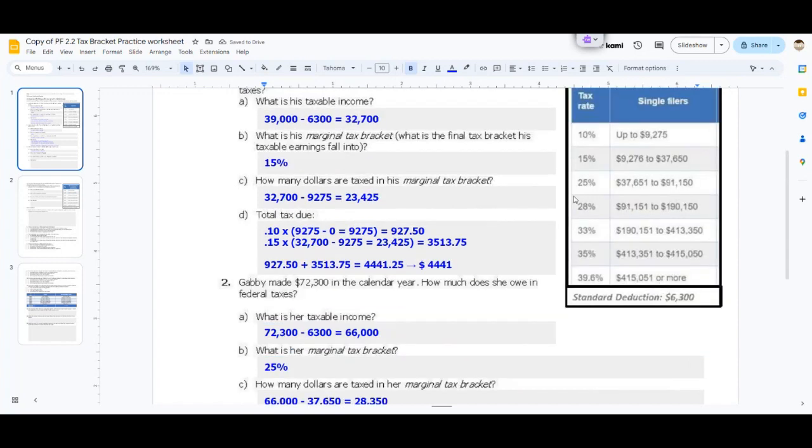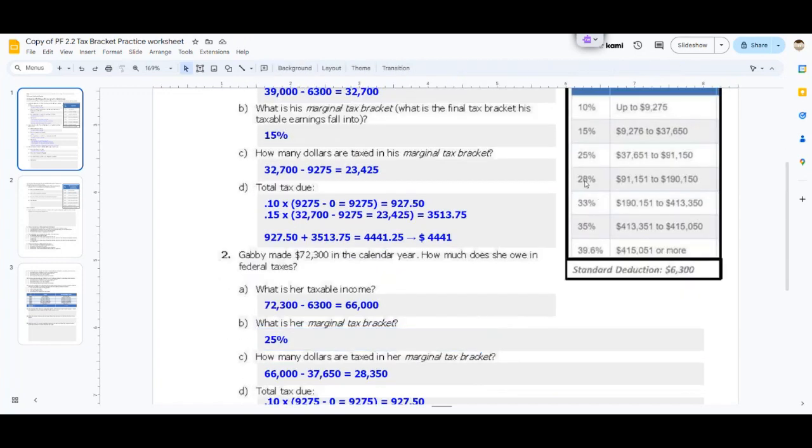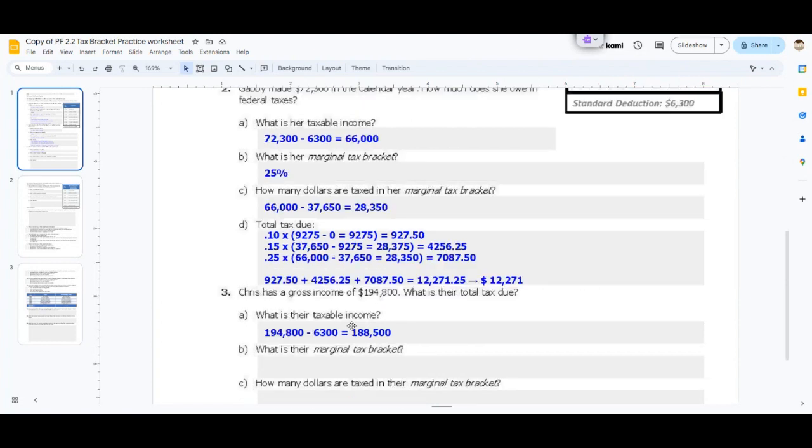So that 188,000 falls into this range, the 28% bracket. All right, so they're going to fill up the 10%, the 15%, and the 25%, and some of their money now is going to be taxed at 28%.